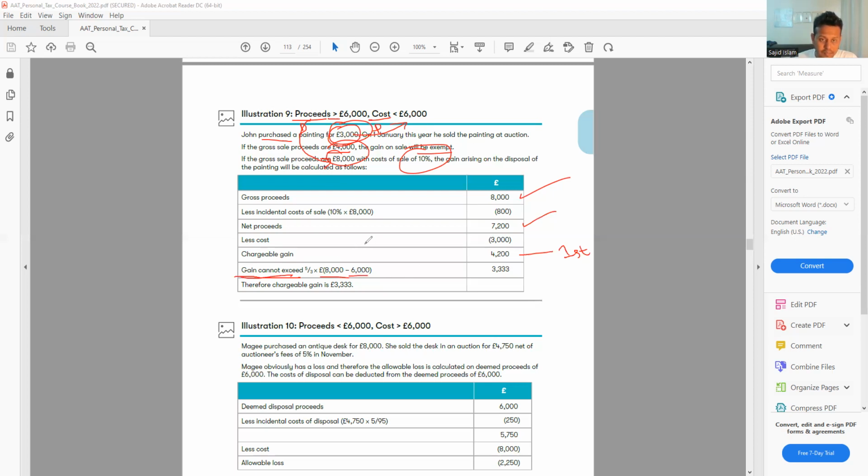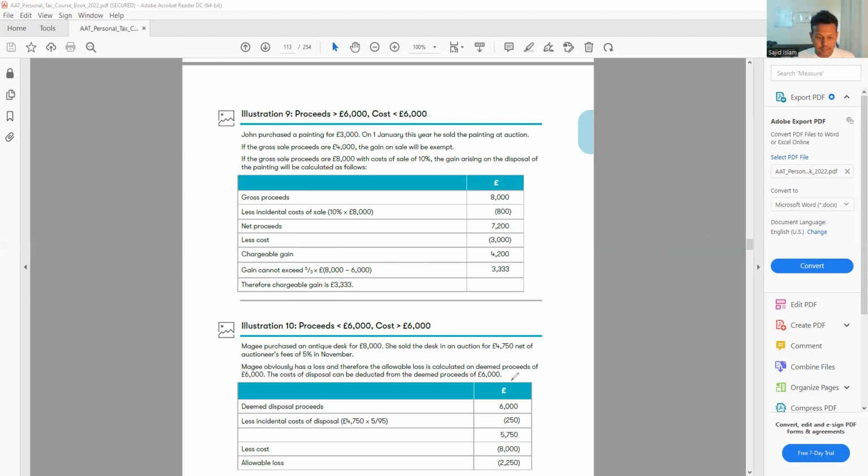So 8,000 is the gross proceed, and 6,000 is from the formula. You always have to deduct 6,000. So 8,000 minus 6,000, times 5/3, gives me 3,333. That's the second one, and between these we have to take the lower one. Therefore the chargeable gain will be 3,333. So in this situation, if the sales is more than 6,000 but the cost is less than 6,000, we have to use this formula, find two gains and take the lower one.